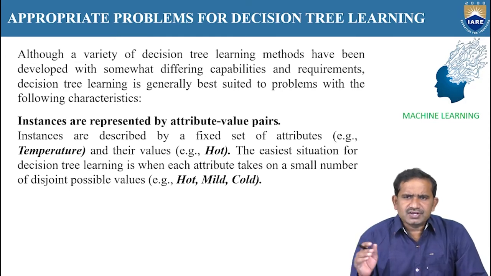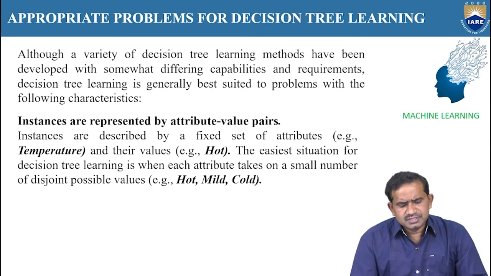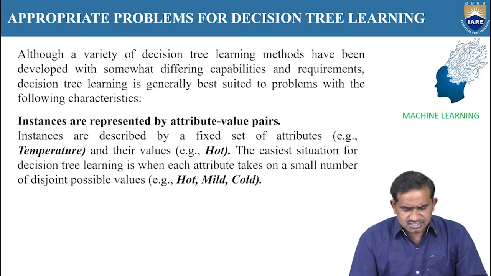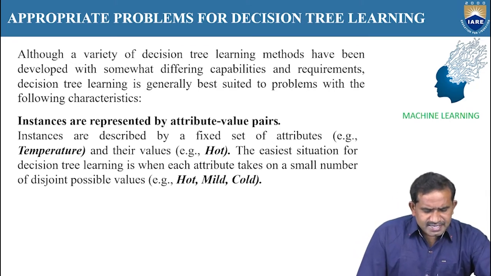We try to classify some problems. Basically, decision tree learning is generally best suited for problems with the following characteristics. We need these to build a decision tree learning algorithm. First one: instances are represented by attribute-value pairs.